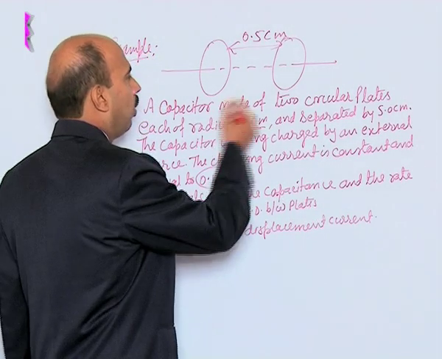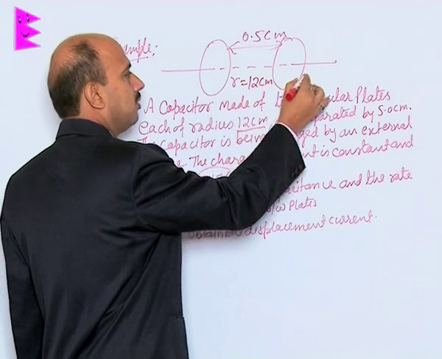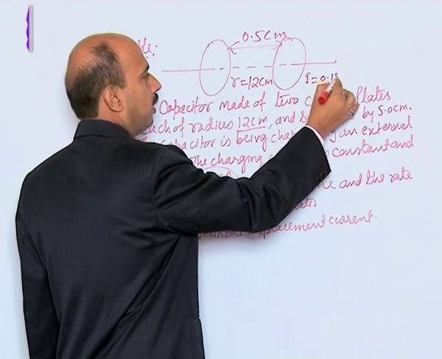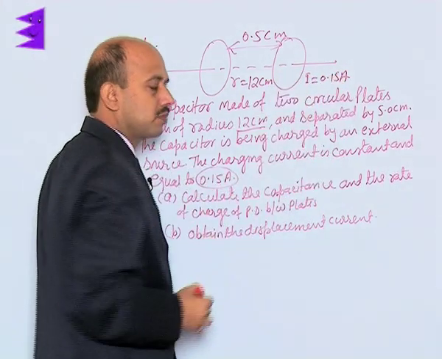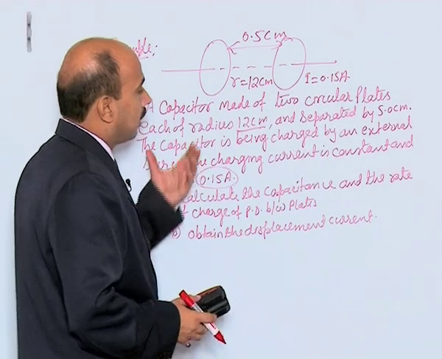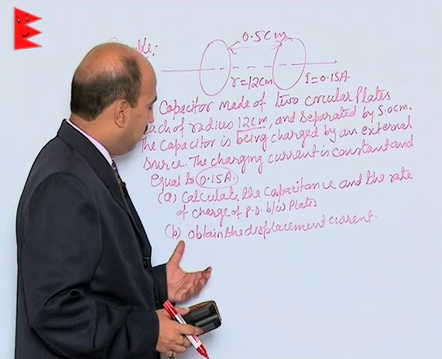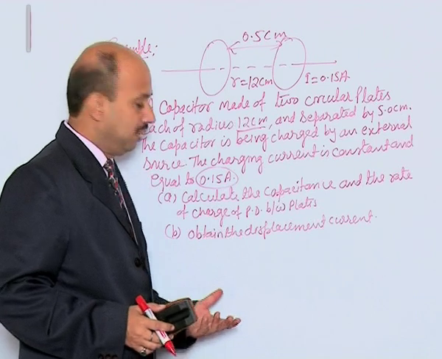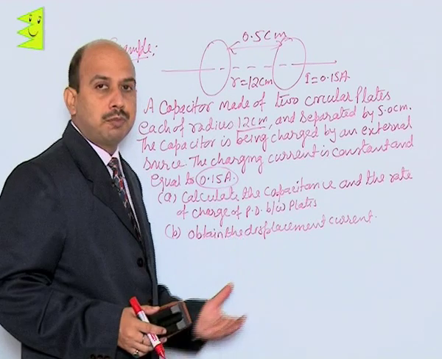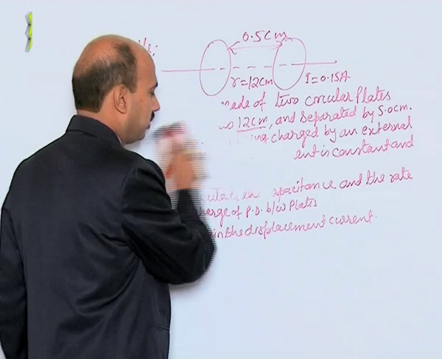So, we can write all details here. R is equal to 12 centimeter, charging current I is equal to 0.15 ampere. Now we have to calculate, first, the capacitance and then the rate of change of potential difference between the plates, and also we have to obtain the displacement current. So, now we will find all these things one by one.